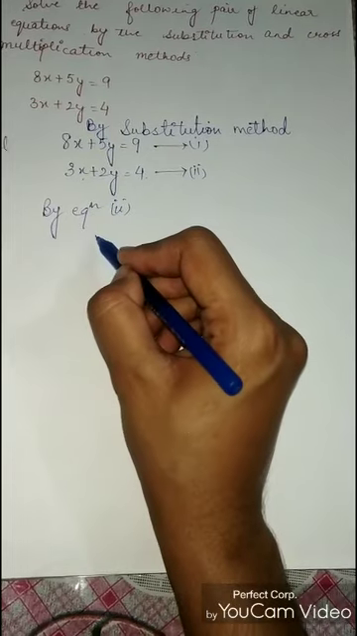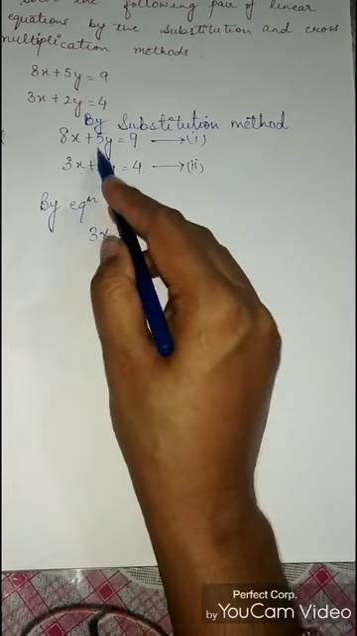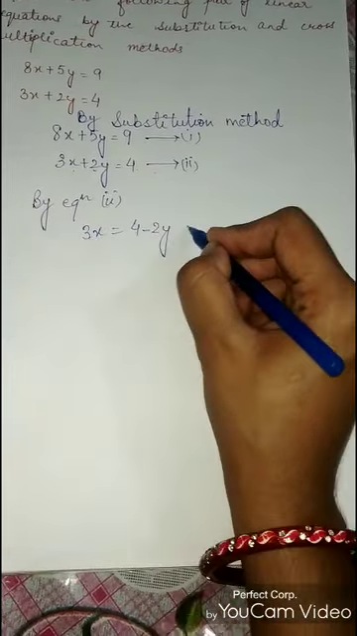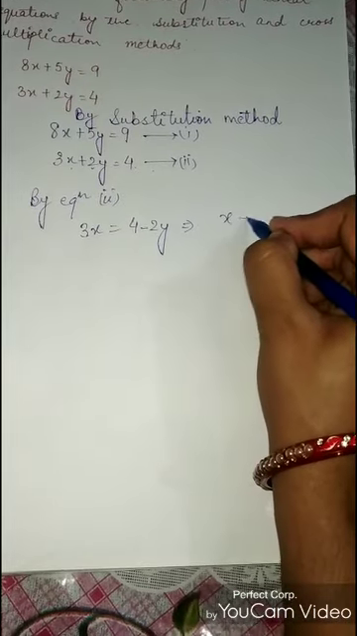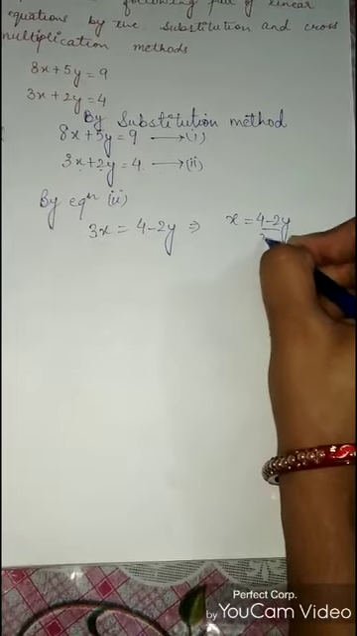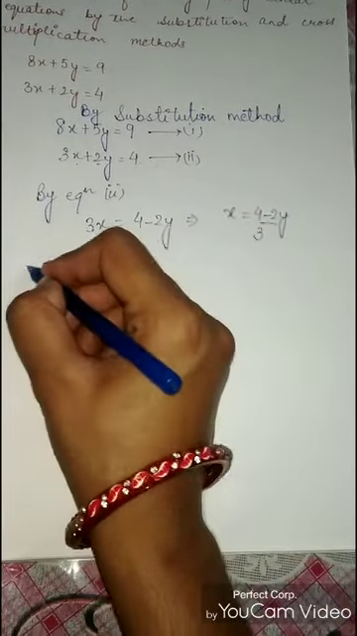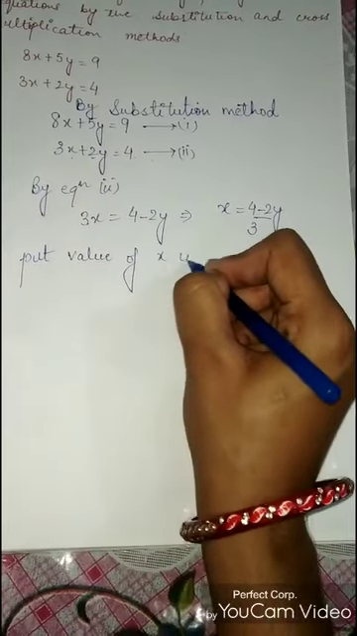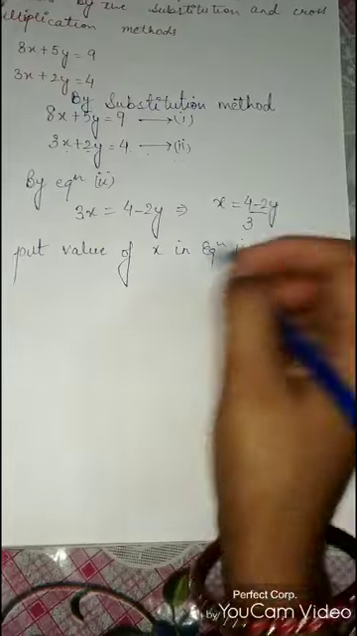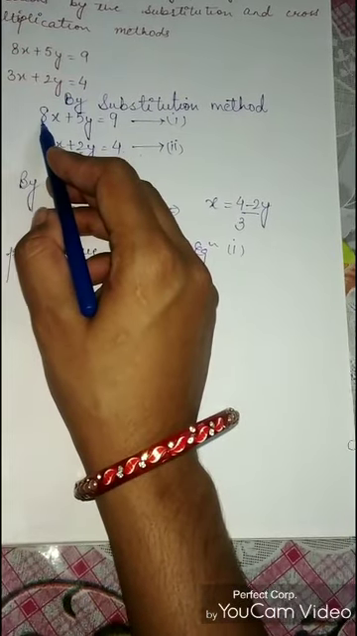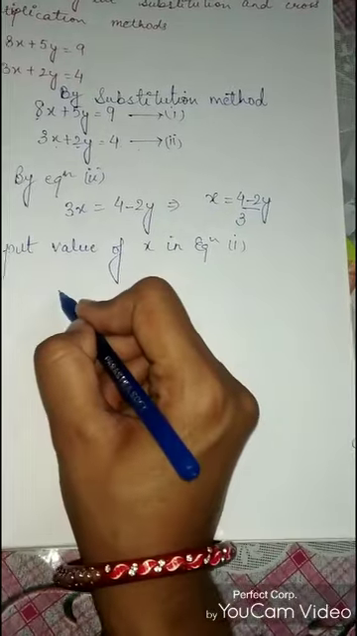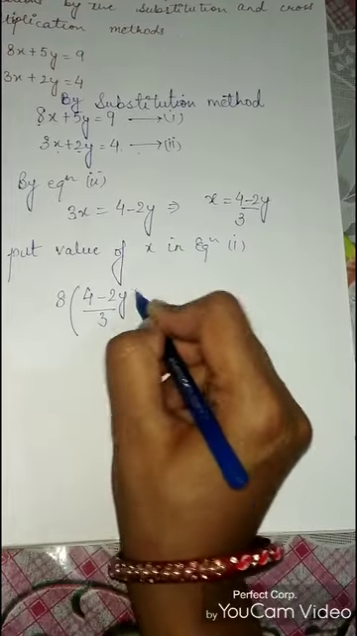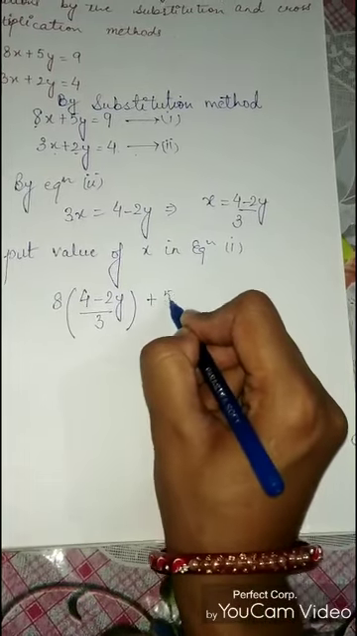So it will become 3x is equal to, when 2y shifts to the RHS, it will be negative 2y. And here 3 is in multiplication. When it is sent to the RHS, it will go in division, so x is 4 minus 2y upon 3. So this is the value of x. Now put the value of x in equation 1. In place of x, I will write this value. So this is 8 times 4 minus 2y upon 3, plus 5y is equal to 9.